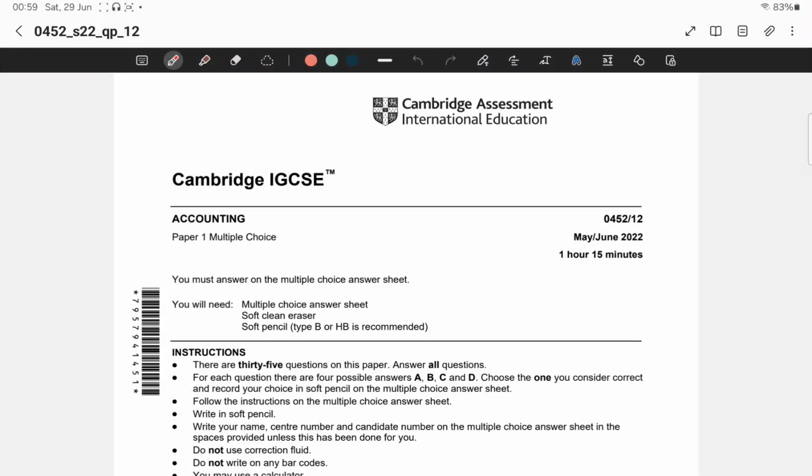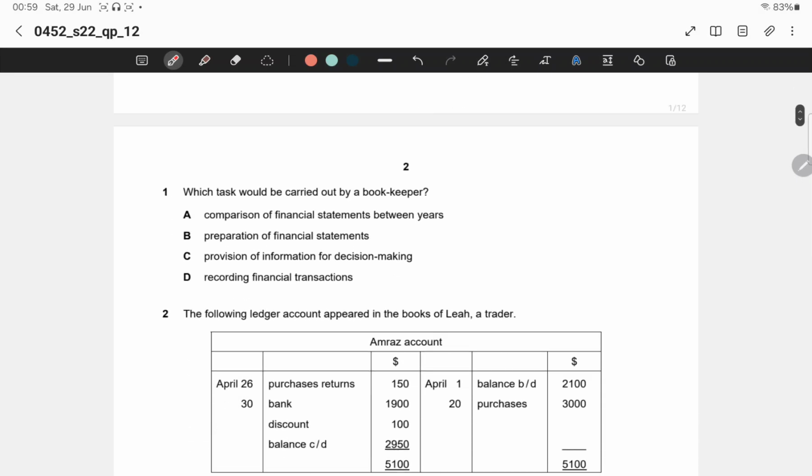Okay, today we're gonna discuss IGCSE Accounting. Paper 1, May June 2022, variant 1, 2. Alright, so let's look at question number 1.